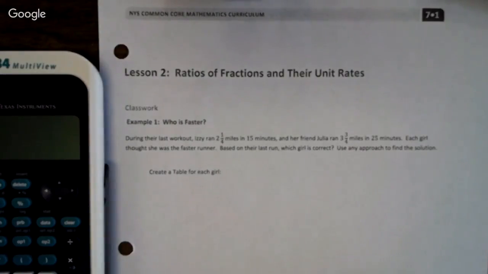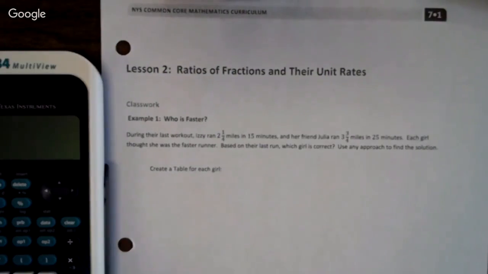So first example says, during their last workout, Izzy ran 2 1/4 miles in 15 minutes. Her friend Julia ran 3 3/4 miles in 25 minutes. Each girl thought she was the faster runner. So based on their last run, which girl is correct? Okay, it says use any approach to finding the answer to this.